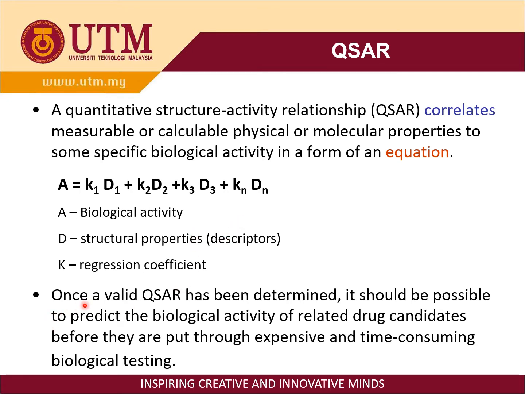Alright. Once a valid QSAR has been determined, it should be possible to predict the biological activity of related drug candidates before they are put through expensive and time-consuming biological testing. So why do people do QSAR? Because based on the existing data, people must have done a few activities on a certain list of compounds, and based on those compounds, we can do a correlation. This relates to calibration and also regression.